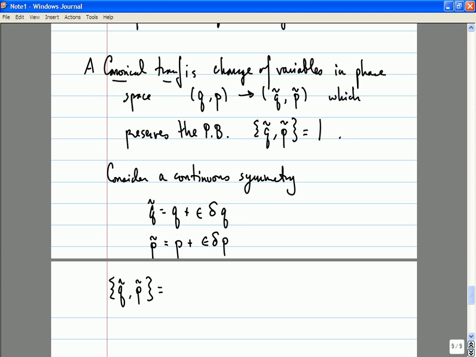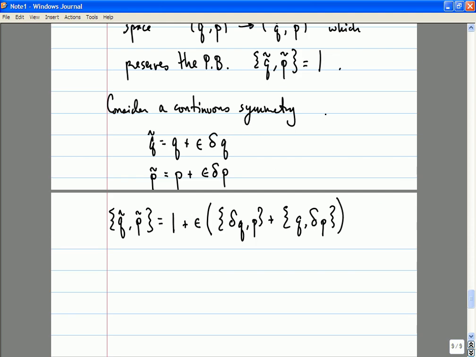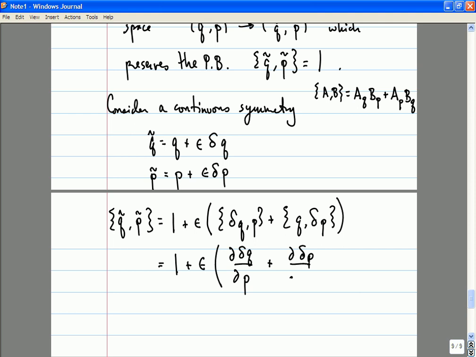So the leading term, of course, is just 1, and the term linear in epsilon will be the sum of two terms, the Poisson bracket of delta Q with P and that of Q with delta P. And if we remember that the Poisson bracket of two observables A and B is just the derivative of A with respect to Q times B with respect to P, plus the same thing with P and Q reversed, then this is 1 plus epsilon times the derivative of delta Q with respect to P, plus the derivative of delta P with respect to Q. Simply because the derivative of P with respect to Q is 0 and vice versa for Q with respect to P.